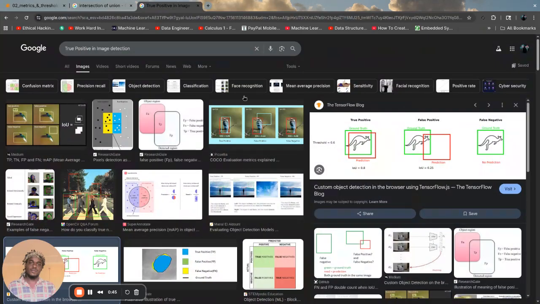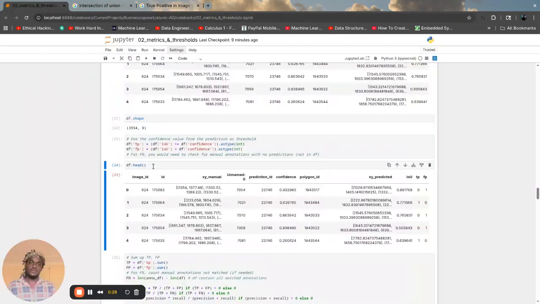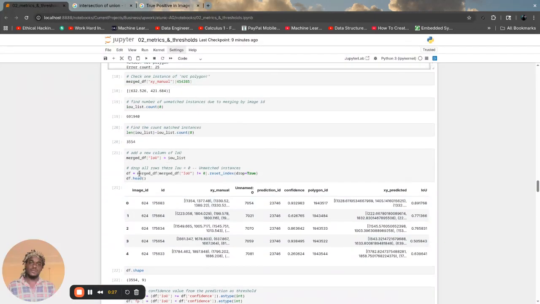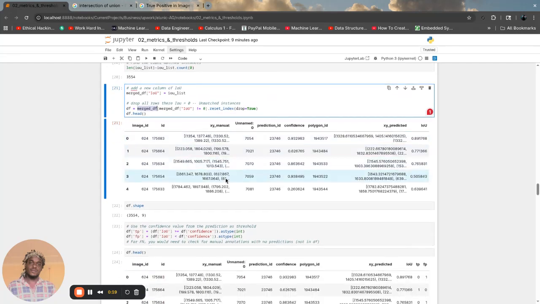Now, there were images that were manually annotated, but the system did not predict the defect. This was the false negative, and they never appeared in this matched data set. I will show you how I found the false negative later.